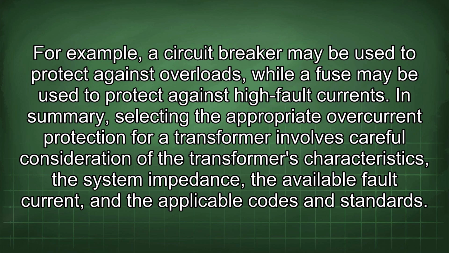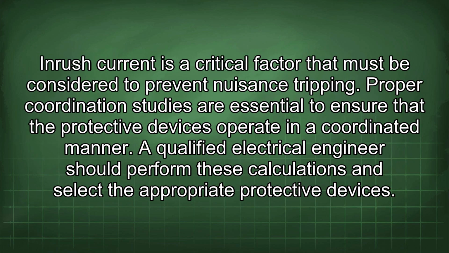In summary, selecting the appropriate overcurrent protection for a transformer involves careful consideration of the transformer's characteristics, the system impedance, the available fault current, and the applicable codes and standards. Inrush current is a critical factor that must be considered to prevent nuisance tripping. Proper coordination studies are essential to ensure that the protective devices operate in a coordinated manner. A qualified electrical engineer should perform these calculations and select the appropriate protective devices.